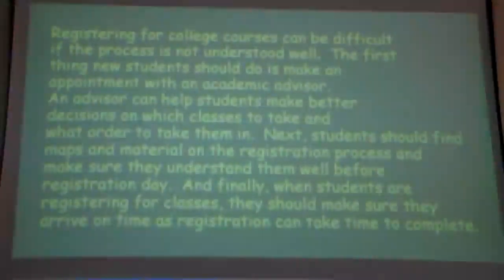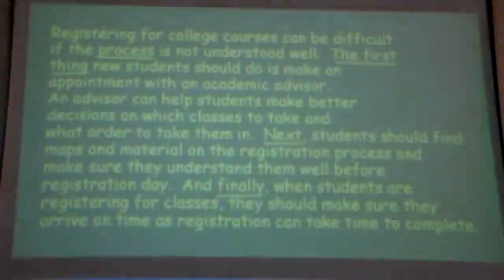Registering for college courses can be difficult if the process is not understood well. The first thing new students should do is make an appointment with an academic advisor. An advisor can help students make better decisions on which classes to take and what order to take them in. Next, students should find maps and material on the registration process and make sure they understand them well before registration day. And finally, when students are registering for classes, they should make sure they arrive on time, as registration can take time to complete.